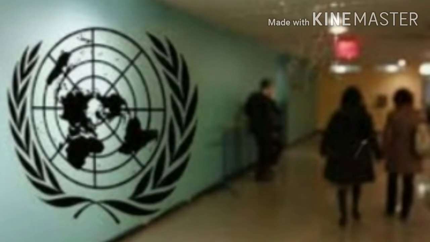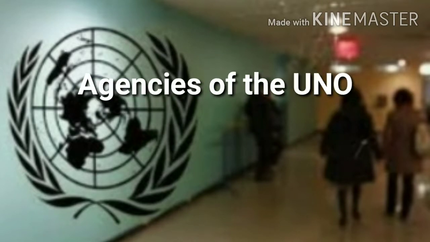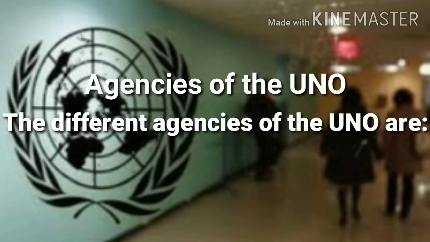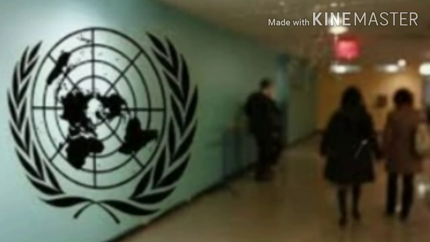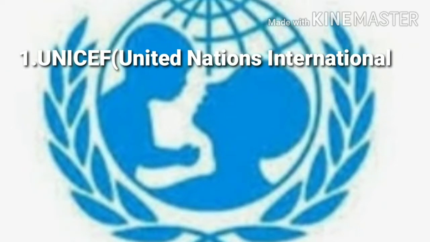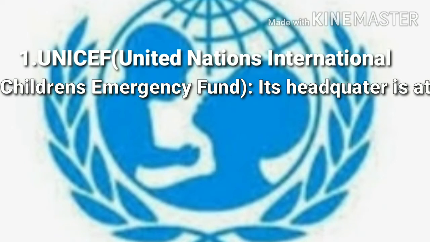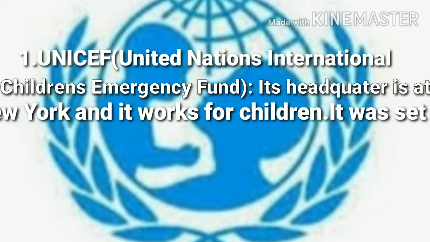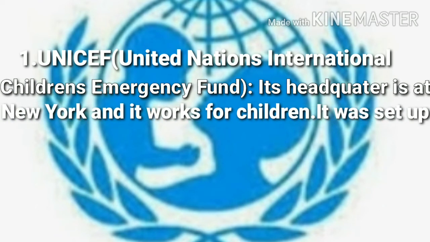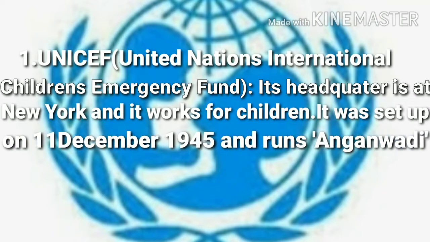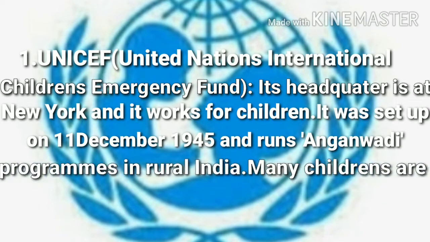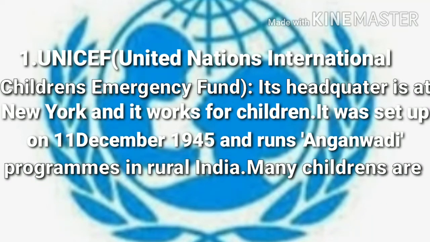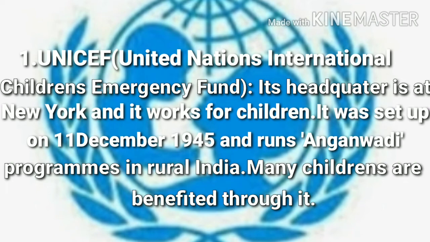Now the other topic that we have is agencies of the UNO. The different agencies of the UNO are: number 1, UNICEF, United Nations International Children's Emergency Fund. Its headquarters is at New York and it works for children. It was set up on 11 December 1945 and runs Anganwadi programs in rural India. Many children are benefited through it.